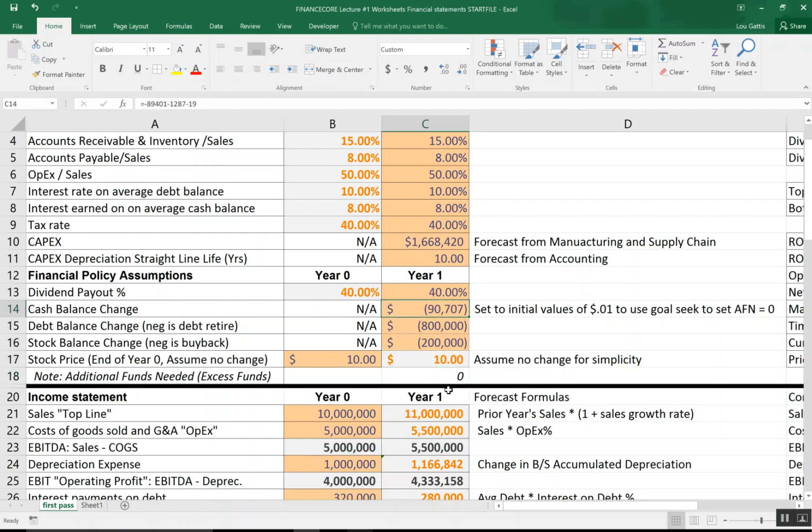Now let me show you a tricky way to do that. I'm going to put in 0.01 here. It doesn't like when I have just 0 to do this process. See, I still have my additional funds needed of $89,000.